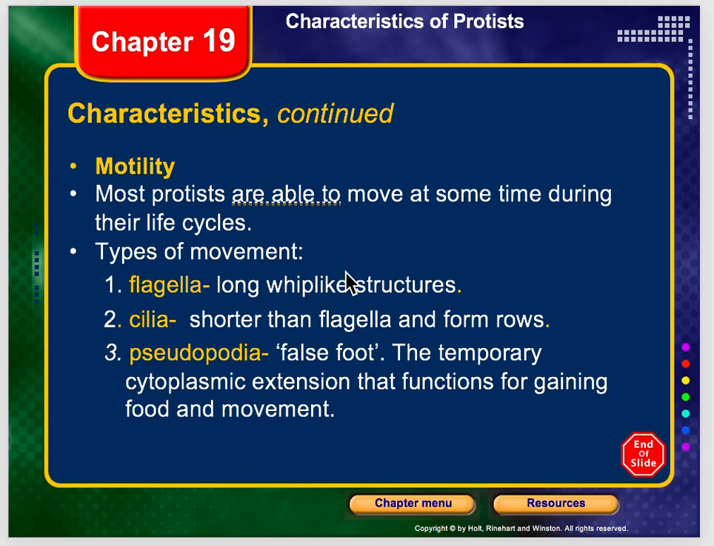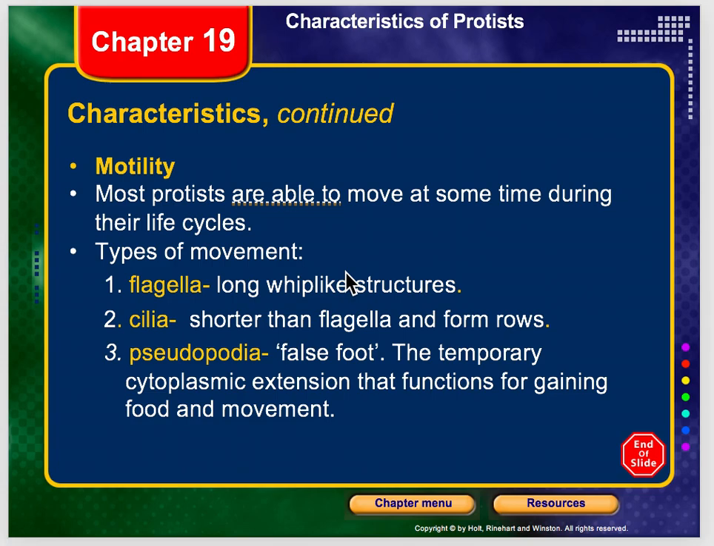Another reason that they have to move is to find a mate. We'll go over reproduction here in just a minute, but the ones that are capable of sexual reproduction, there has to be a means in which the egg and the sperm meet. So that's another reason for movement. And then finding shelter, that's going to be your third reason. So there's three reasons for movement: to look for food, to find a mate, and to seek shelter.